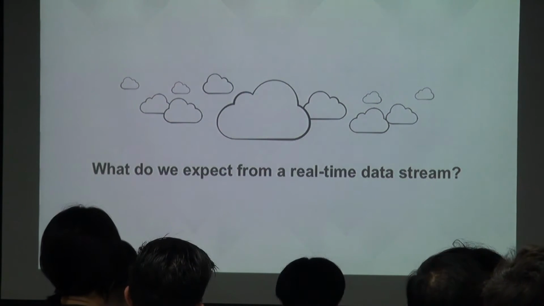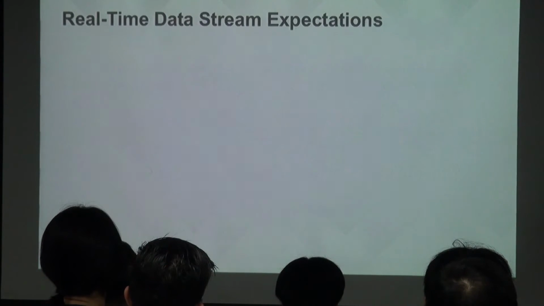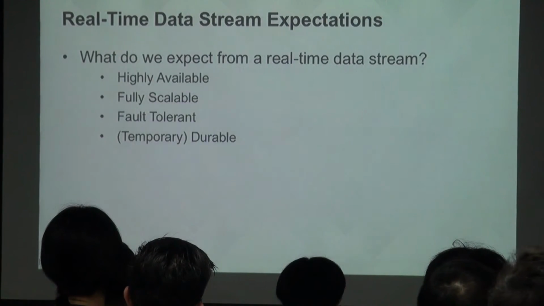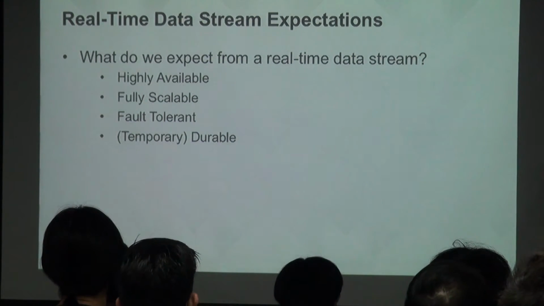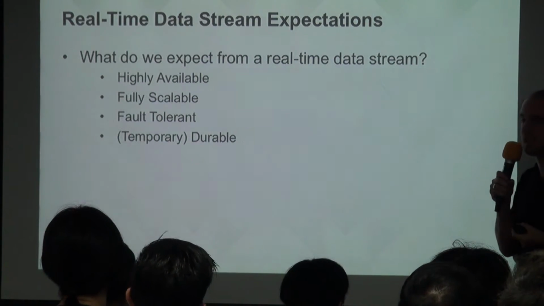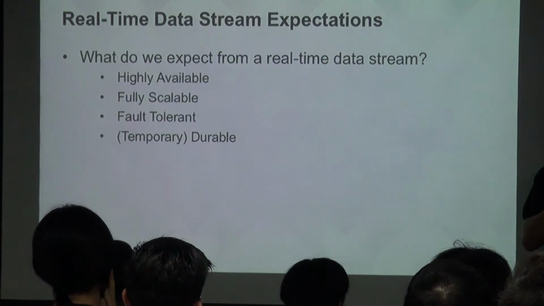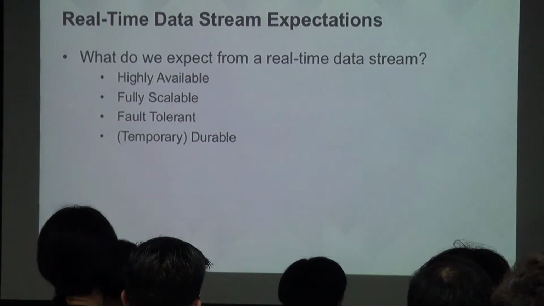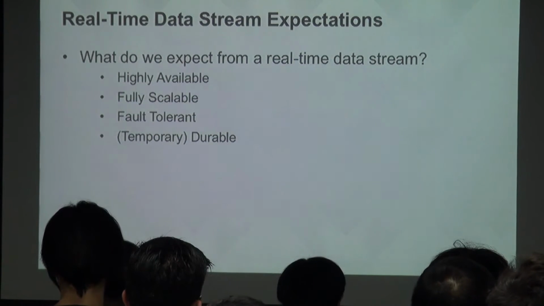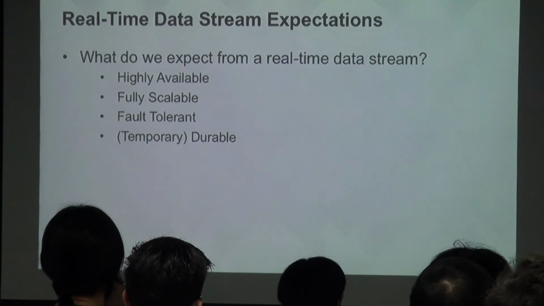What would we expect from such a real-time data stream? Well, we would expect a variety of things. We obviously would expect it to be highly available, right? We have devices that are connected all the time. Our stream cannot go down. It needs to be there all the time. We want it to be fully scalable. Right now we have maybe 1 user. Tomorrow we get 1 million. The day after we get a few hundred again. So there's variability on what we expect on that stream. It needs to scale up and down. And we want it to be fault tolerant and obviously durable.